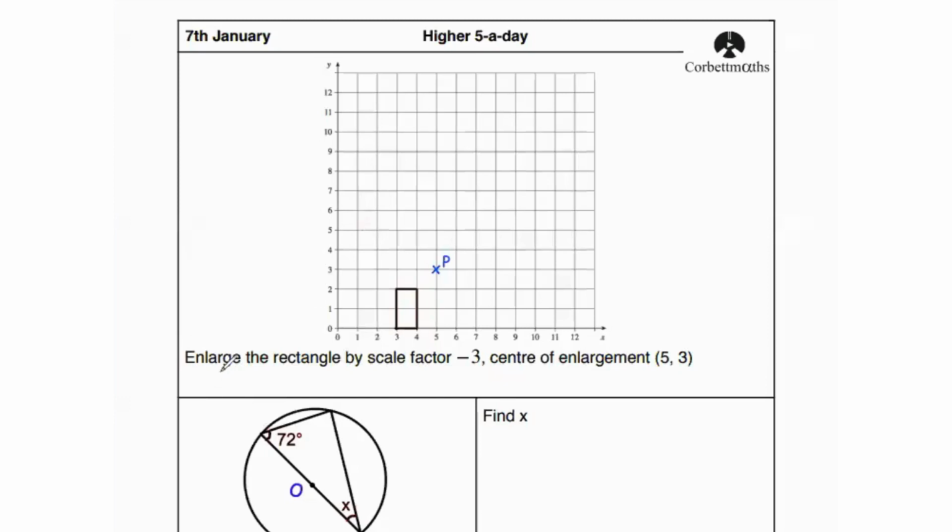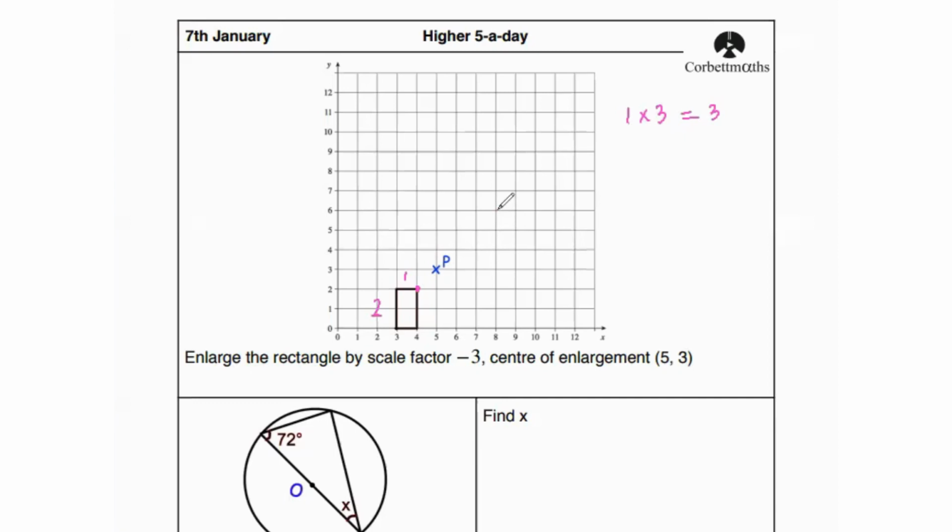The first question says to enlarge the rectangle by scale factor of -3 and center of enlargement is 5, 3. So they've already marked the center of enlargement as P, and we have to enlarge the rectangle by scale factor of -3. This length is 2, this length is 1. And the distance from this point to the center is 1 box. So 1 times 3 is going to be 3. That means we're going to have a distance of 3 boxes.